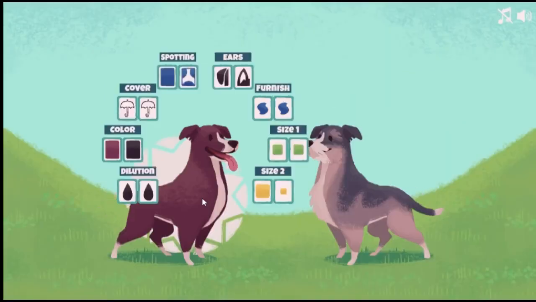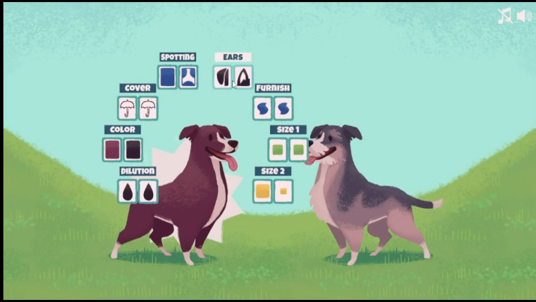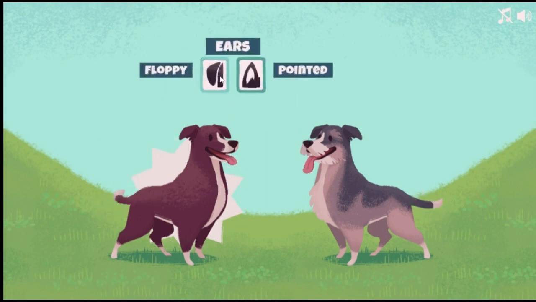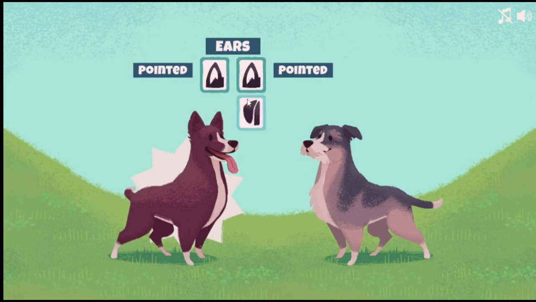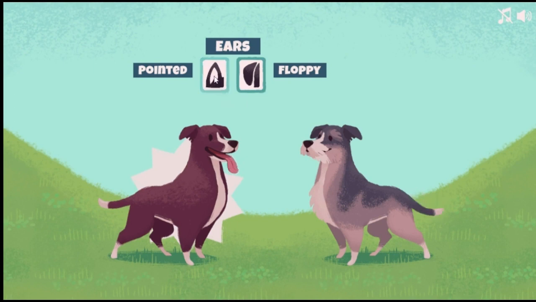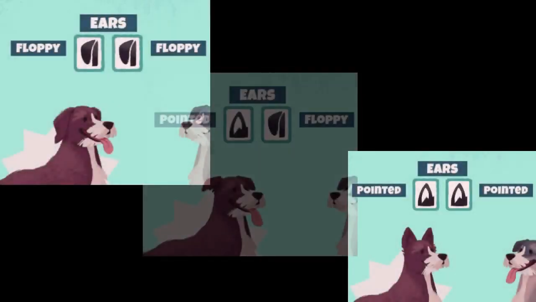Lastly, let's talk about codominant alleles. If neither trait covers up the other, but instead the two alleles work together to make a new trait, these alleles are codominant. If a dog has two pointed alleles, it will have the pointed ear trait. If a dog has two floppy alleles, it will have the floppy ear trait. But if the dog has one pointed allele and one floppy allele, it won't have either trait. The dog's ears will be something in between, like a slightly floppy or bent ear trait. The alleles aren't dominant or recessive, they work together.